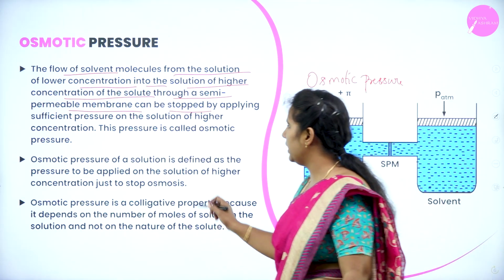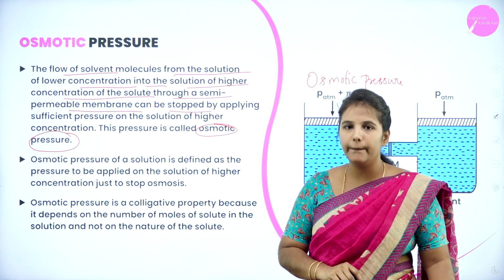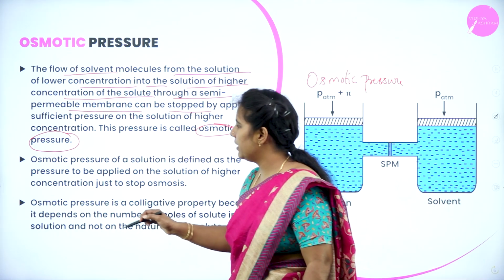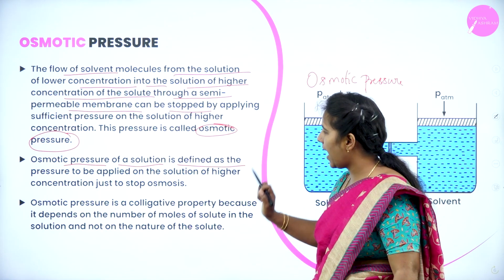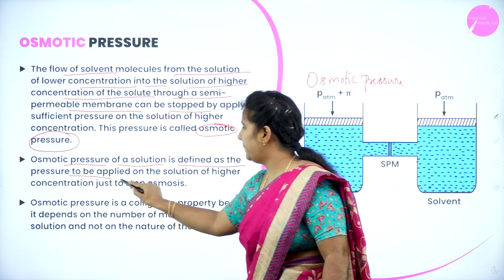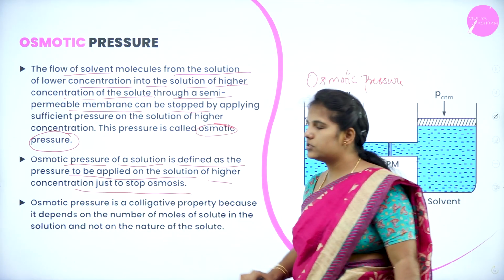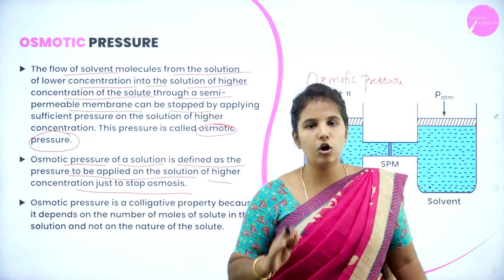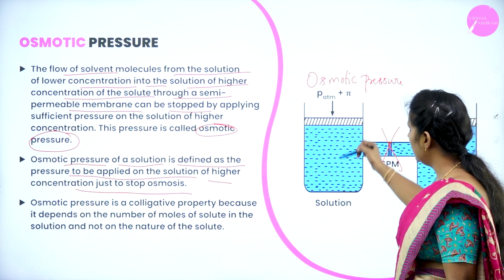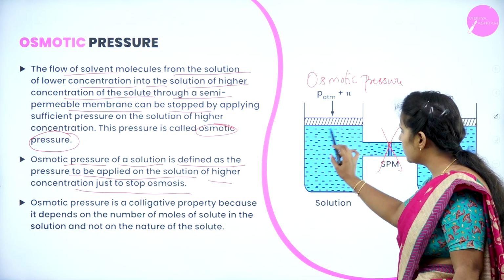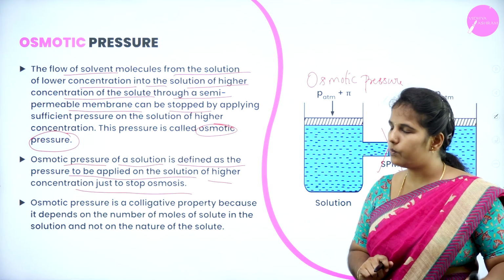So that is said to be osmotic pressure. We'll see a simple definition. Osmotic pressure of a solution is defined as the pressure applied on the solution of higher concentration just to stop the osmosis. In order to stop the osmosis, we apply some pressure on the solution which consists of higher concentration, right? So that is said to be osmotic pressure.